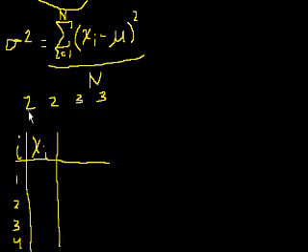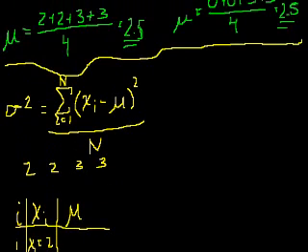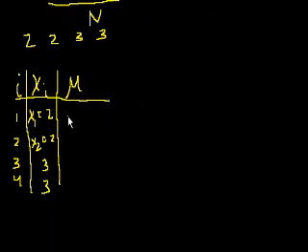But anyway, x sub 1 is equal to 2. x sub 2 is equal to 2. x sub 3 is equal to 3. I'll stop writing this equal thing. x sub 4 is equal to 3. Right? What's the mean? Well, we figured out the mean up here. We just took these numbers, added them and divided by 4. The mean is 2.5.